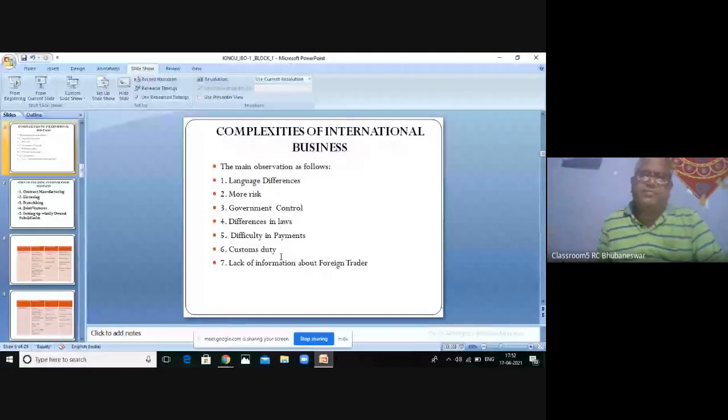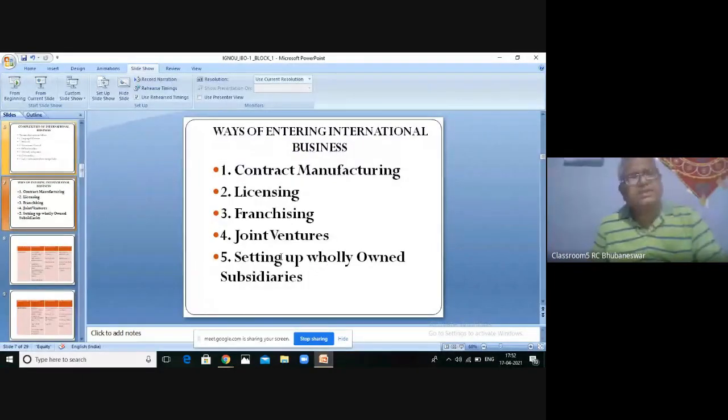Another one is that there are different ways of international business. The ways of international business means how the particular business is carried out. There are different ways. One is contract manufacturing, second is licensing, third is joint venture, and fifth is setting up wholly owned subsidiaries. And everybody knows the licensing system and also the franchising system.